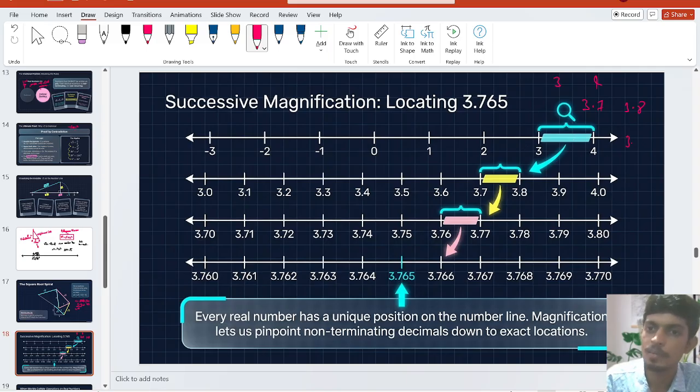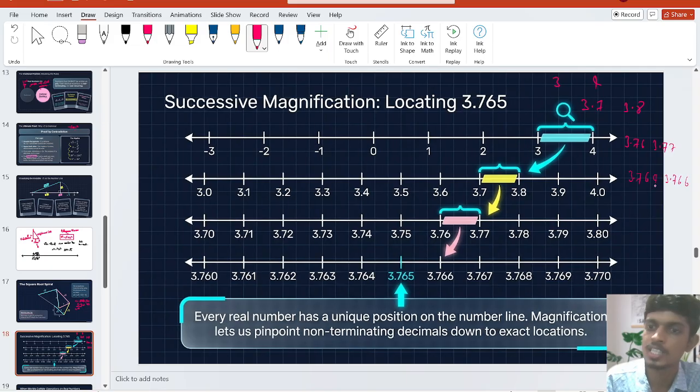So it lies between 3.76 and 3.77. You get this. Okay, in the next step you get 3.765. Thus it lies between 3.764 and 3.766, just lies between there. So this is 3.765. It lies between 3.764 and 3.776. I hope it is clear to you.